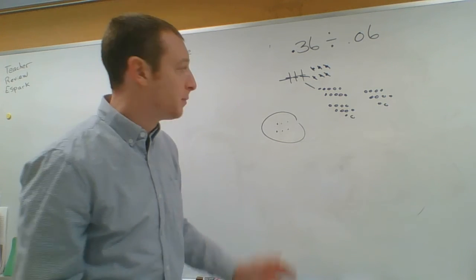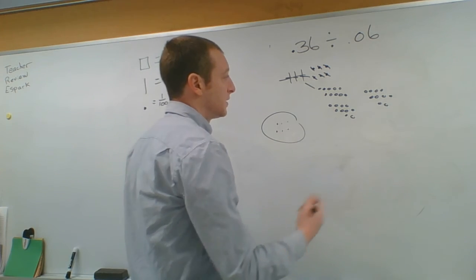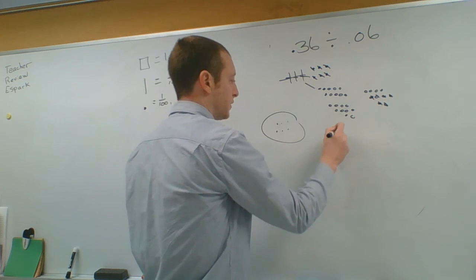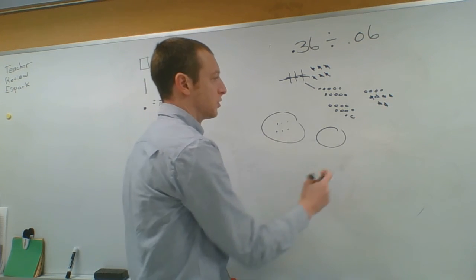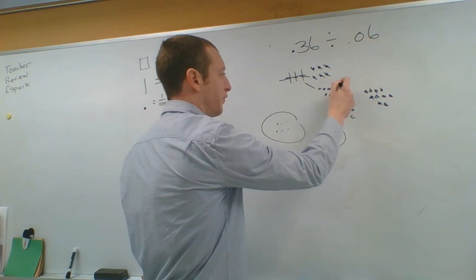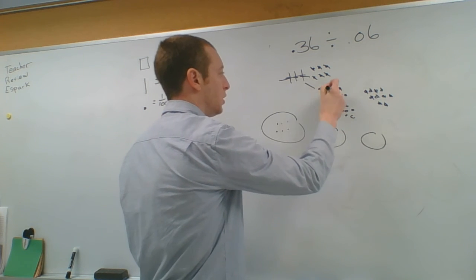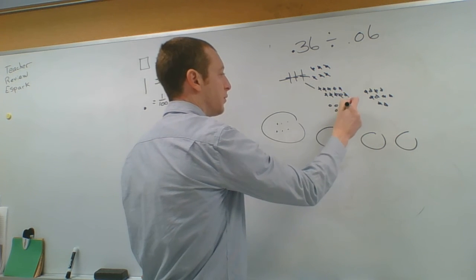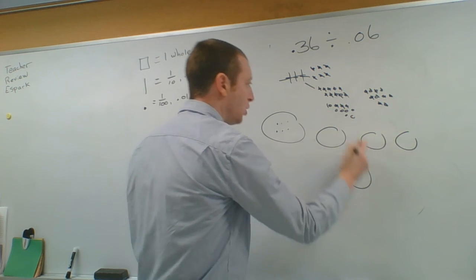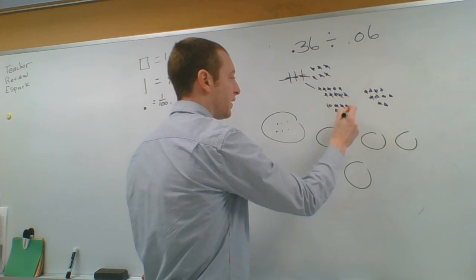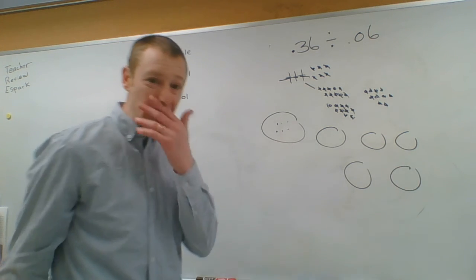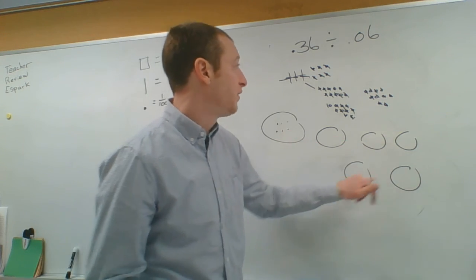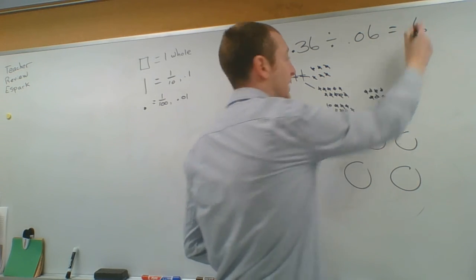So let's keep splitting them into 6 hundredths. 1, 2, 3, 4, 5, 6. I'm not going to redraw them all. I'll just draw a circle. Boom. Boom. Boom. Boom. So how many groups of 6 hundredths did I have? 1, 2, 3, 4, 5, 6. So this should equal 6.